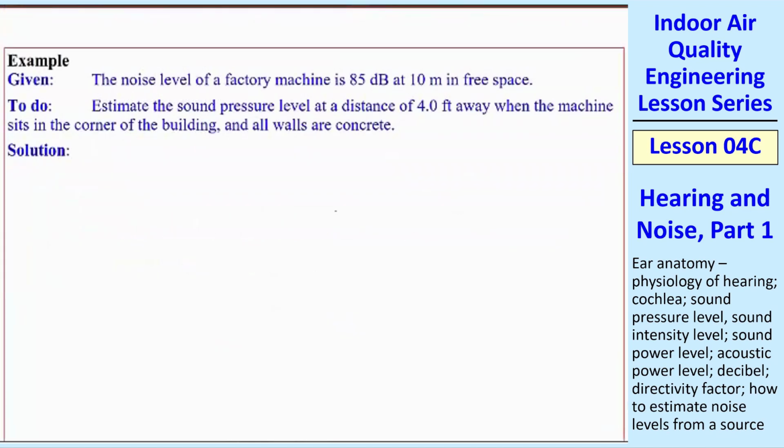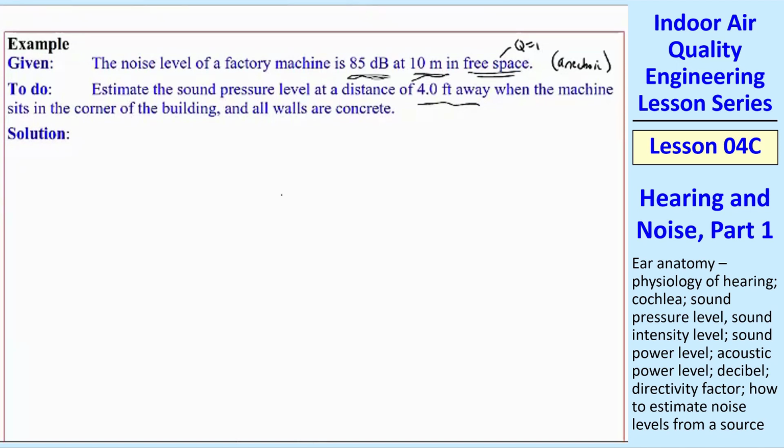Quick example: noise level of a factory machine is 85 dB at 10 meters in free space. So that indicates Q equal 1. And this was probably measured in an anechoic chamber. You stick this machine in an anechoic chamber, and 10 meters away, it had to be a pretty big anechoic chamber, you measure the 85 dB. That's not LW, that's LP, but it's at 10 meters in free space. Estimate the sound pressure level, LP, at a distance 4 feet away, so watch your units, when the machine sits in the corner of a building and all walls are concrete.